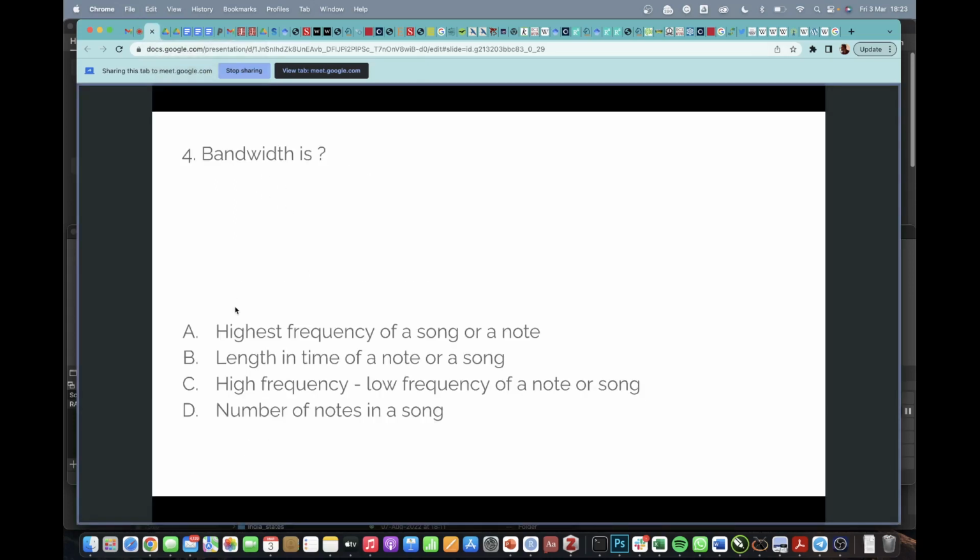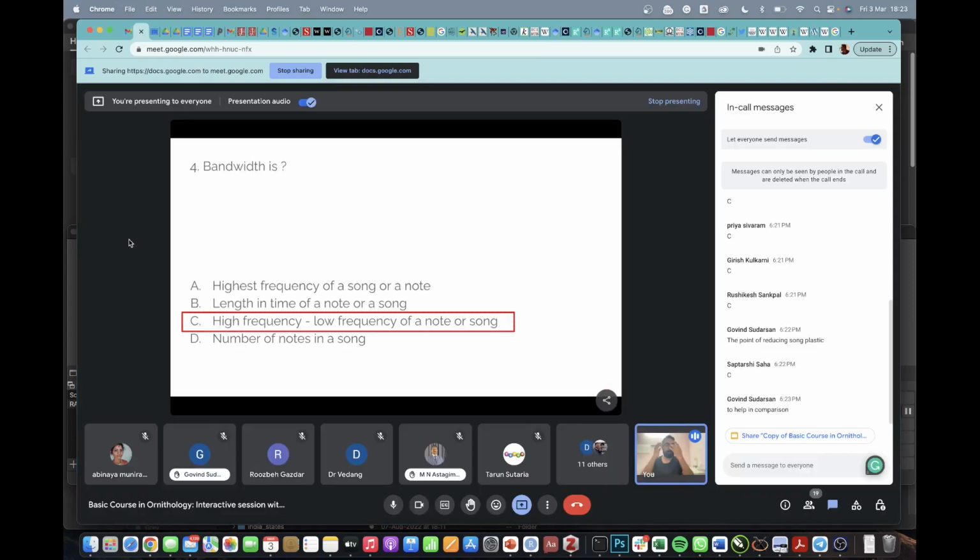Anyways, so this question was quite an easy one. Bandwidth is basically the high frequency minus the low frequency. So when the bandwidth is very low, that would mean... Sorry, Govind saying to help in comparison. To help in comparison. Yeah, well, seems so.